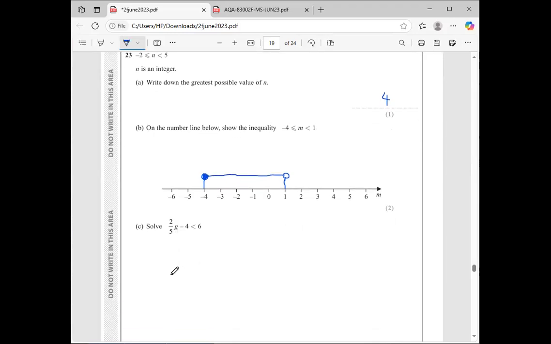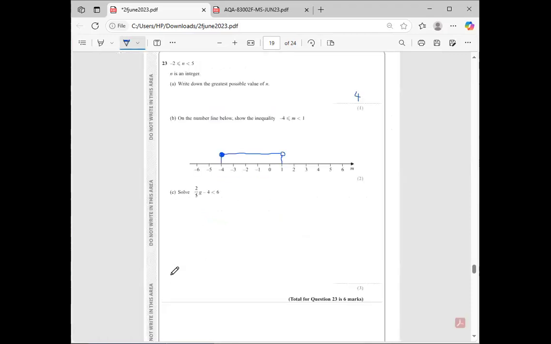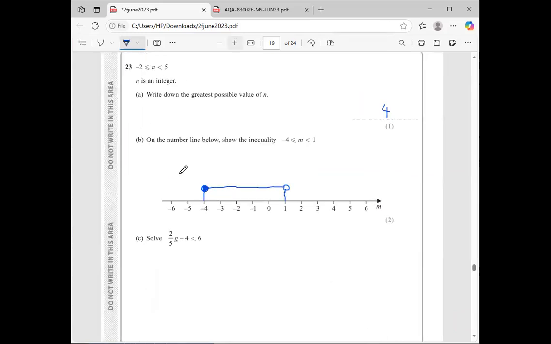The next one is a question that says you should solve that equation. Sorry, I don't know why this is happening. I think I mistakenly zoomed out. Okay, can you still see my screen?